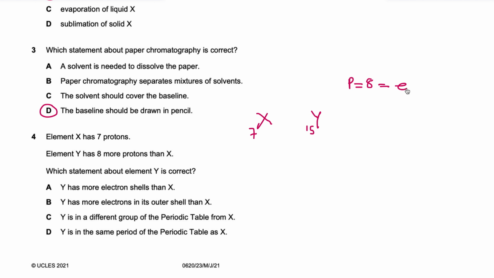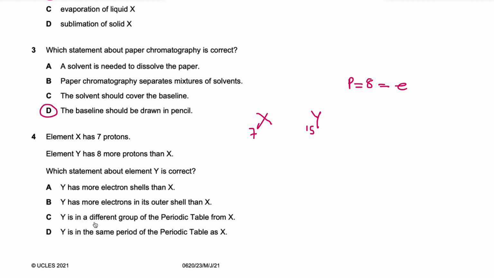Okay, so we say that if you have 8 more protons, it actually means you have 8 more electrons. So Y has more electron shells than X. That's correct. Y has more electrons in its outer shell than X. That may not be absolute. It depends. It doesn't necessarily mean it has more electrons in the outer shell, but it definitely has more electrons than X.